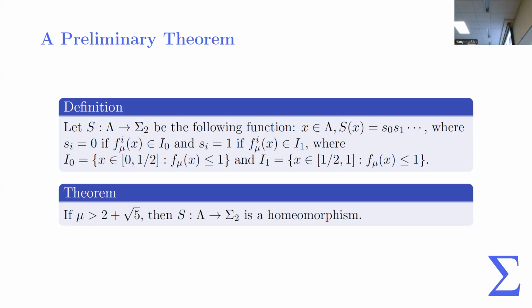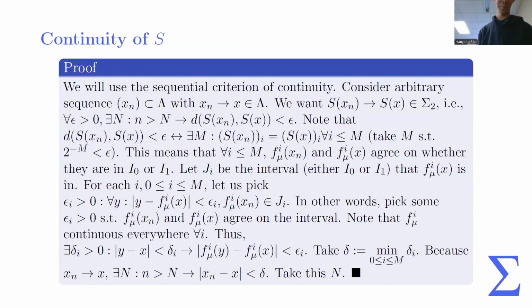So yeah, we can define this function. And then it turns out this is actually a homeomorphism, so that we want to establish topological conjugacy between the set Lambda and sigma 2. So it's the definition of a function. Okay. So let's first prove continuity of that.